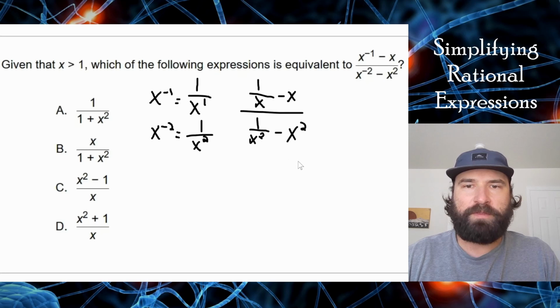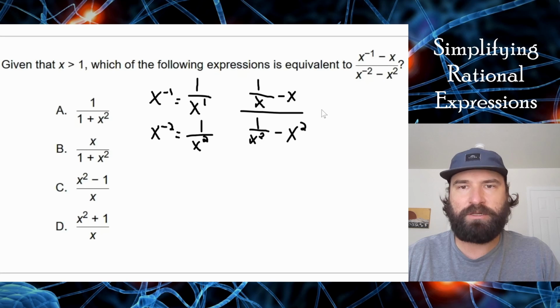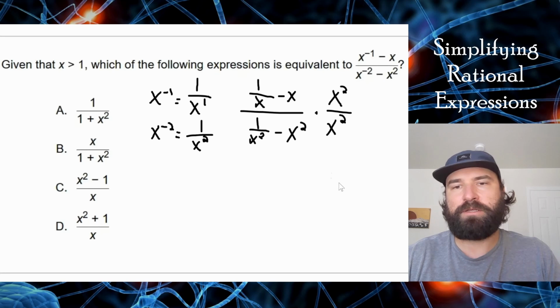Well, if we multiply the top and the bottom by x squared, then we'll get rid of these fractions because things are going to cancel. So let's just take a look at what that looks like. We're allowed to do this because if we multiply the top and the bottom of the fraction by the same thing, we didn't actually do anything to the fraction. We're basically just multiplying this fraction by 1, which doesn't change anything.